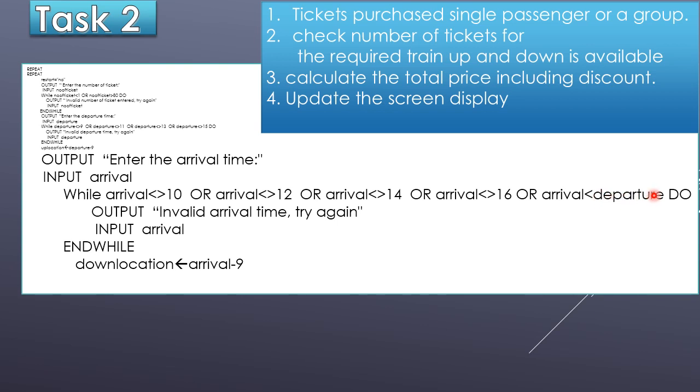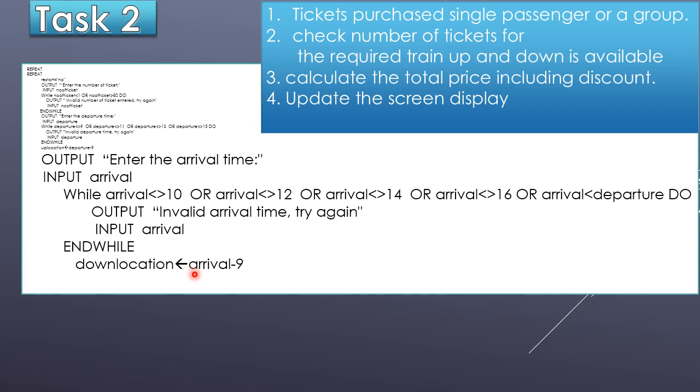If it is less, definitely it is a wrong input. So we have to tell them invalid arrival time entered, and they have to give a greater arrival time. Sometimes if they give a wrong value, they have to give a correct value from 10, 12, 14 or 16. From any of these four values they have to give one, then it will be allowed to proceed next. When they come, the down location also we are going to update, like down location equals arrival minus 9.